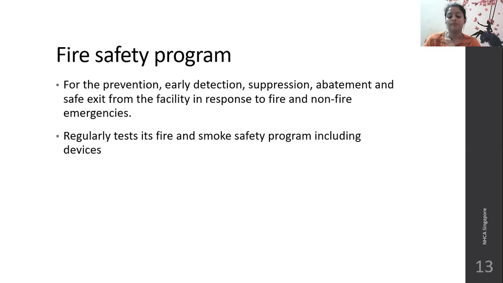Fire safety program. So for prevention and early detection, suppression, abatement, and safe exit from the facility in response to fire and non-fire emergency. So that is the task of the fire safety program. Regularly test its fire and smoke safety program, including the devices, the sprinklers, smoke detectors, everything. Regularly check if it is out of factory or not, if it is working or not. If repair needs to be done, it has to be done.